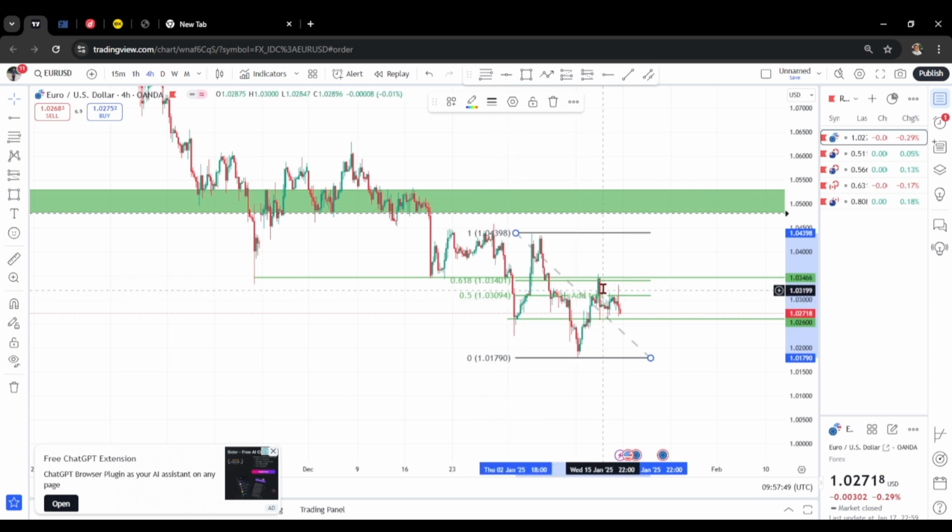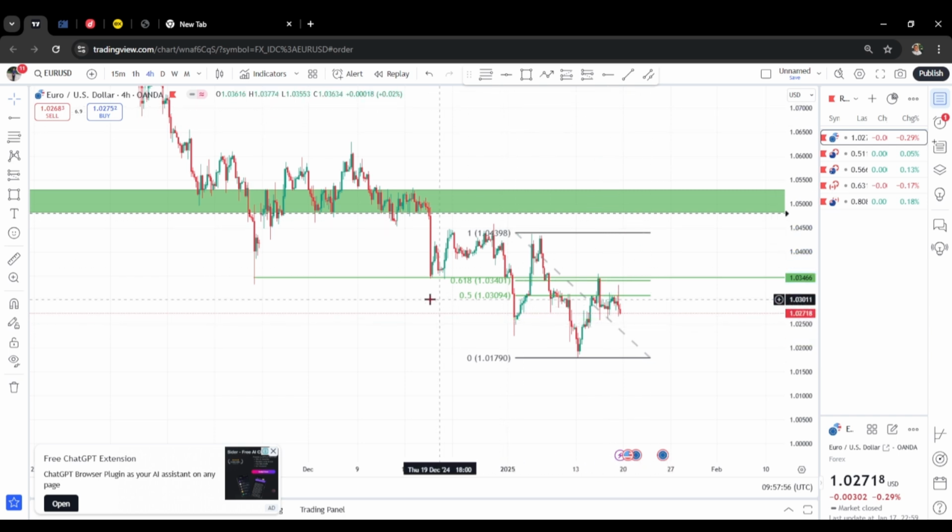So it was in between the zone and the thing was perfect. If you can see, this was the retracement. It retraced back to this zone. This is the 50% fib level. So that's what made me know that the market is coming down again.